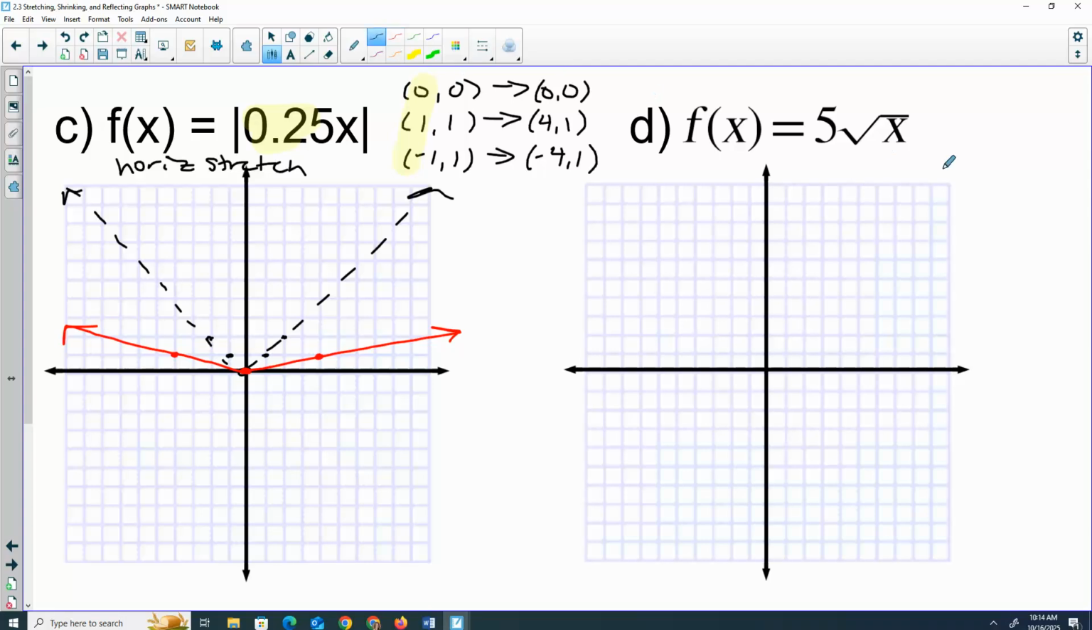If I look at D here, what's my parent function? Square root of 0 is 0. 1, 1. What's another nice one?